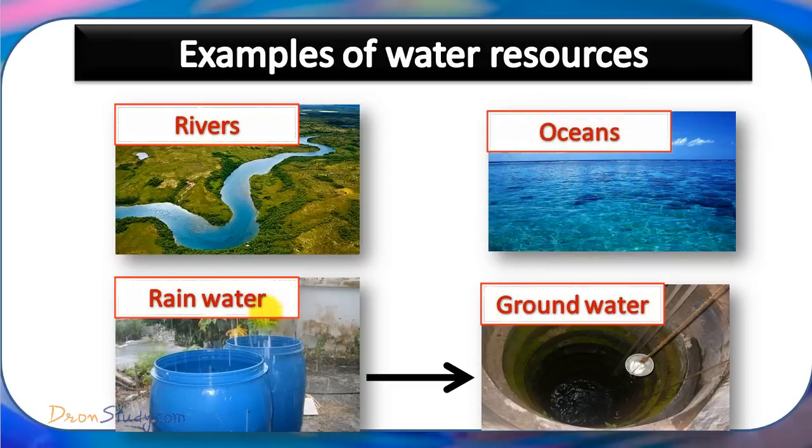Third one is rainwater. Rainwater we can use directly by storing it in tanks and reservoirs, or rainwater get absorbed in soil and becomes groundwater. It goes underground through the soil and it becomes groundwater, and then we can use it through wells. Here you can see it's a groundwater. We are fetching it through a well, जिसको आप हिंदी में कुआं भी कहते हैं.